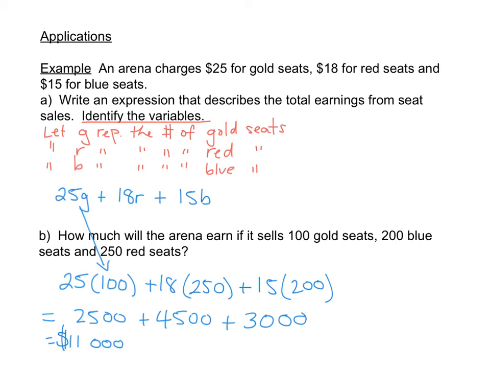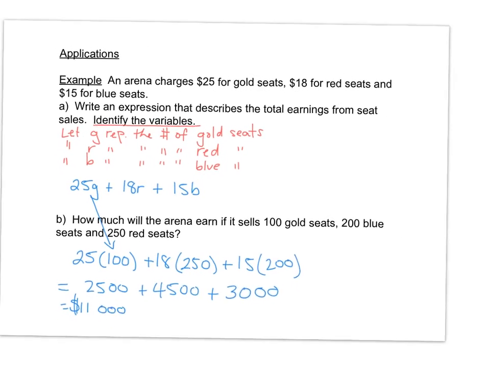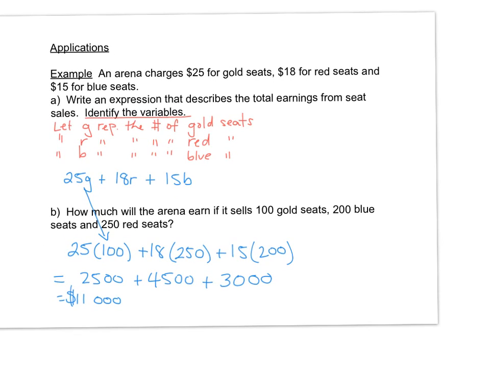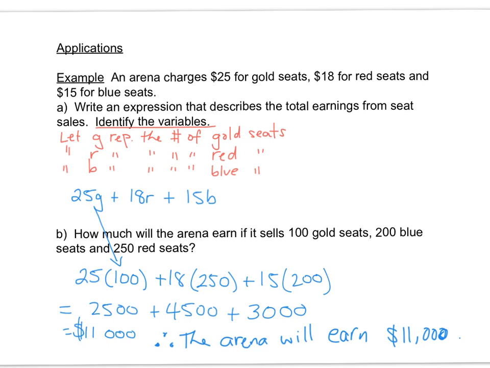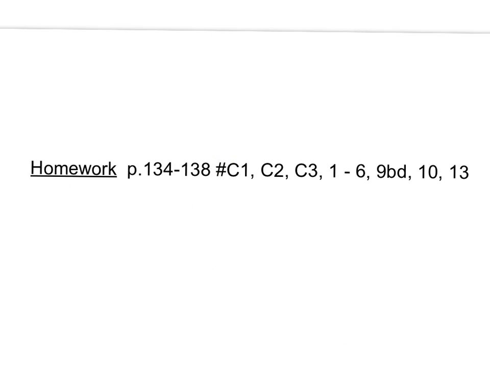And please make sure, ladies and gentlemen, that when you finish all of this stuff, you always have to write a concluding sentence. So, therefore, the arena will earn $11,000. Okay, you will lose a mark if you do not write the communication sentence. So in other words, that you didn't answer the question. You just did all the work, but you never actually answered the question. So I can't give you a mark if you haven't answered the question. Okay? All right, so we are done.